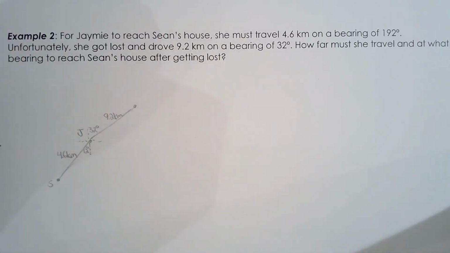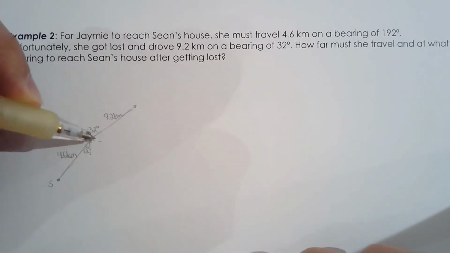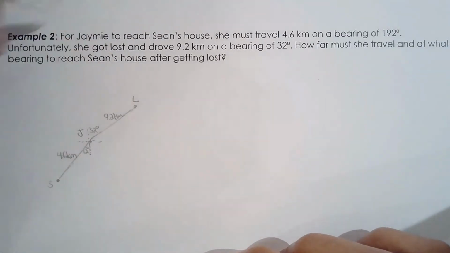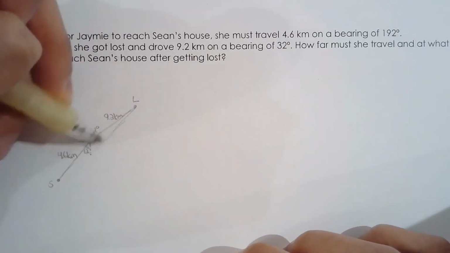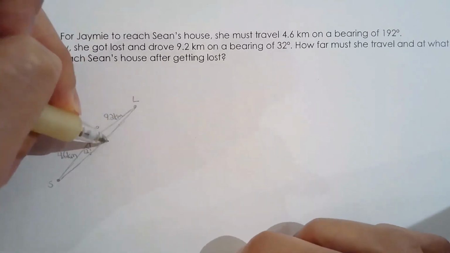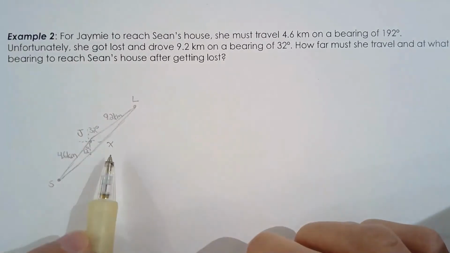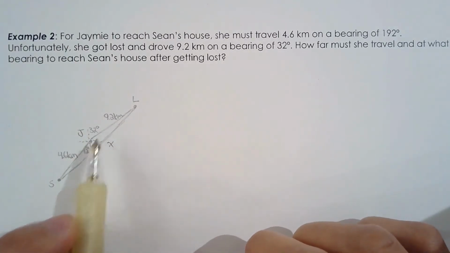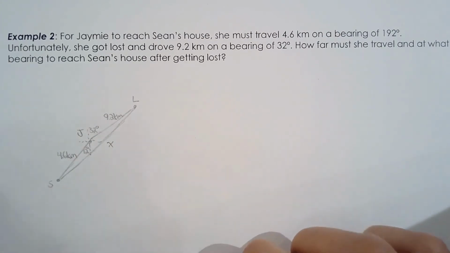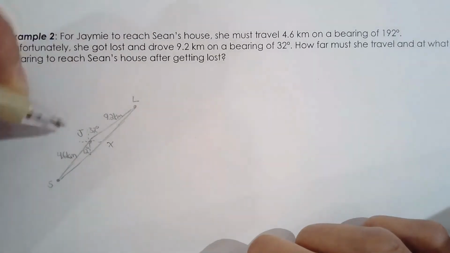So now the question is, how far must she travel and at what bearing in order to reach Sean's house after getting lost? So we really want to know this interior angle here. So let's say L for lost. We want to know that length there, I'm going to label as X. But in order to solve for X, I really want this interior angle, two sides and a contained angle, right? Side angle side. So I don't have the contained angle right now. I can blow it up again, just like before.